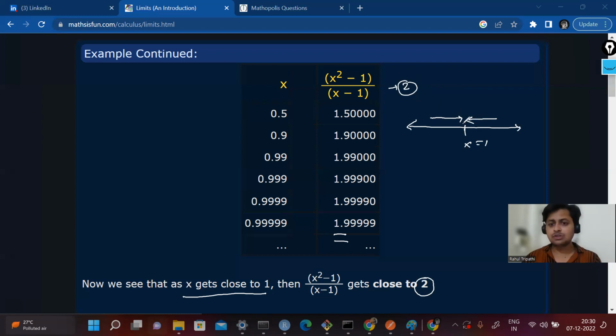Okay, so from both sides, it should produce the result 2. If it's not producing 2, that means what? There is a problem. That means what? We cannot solve the problem. Again, limit cannot solve that kind of problem.